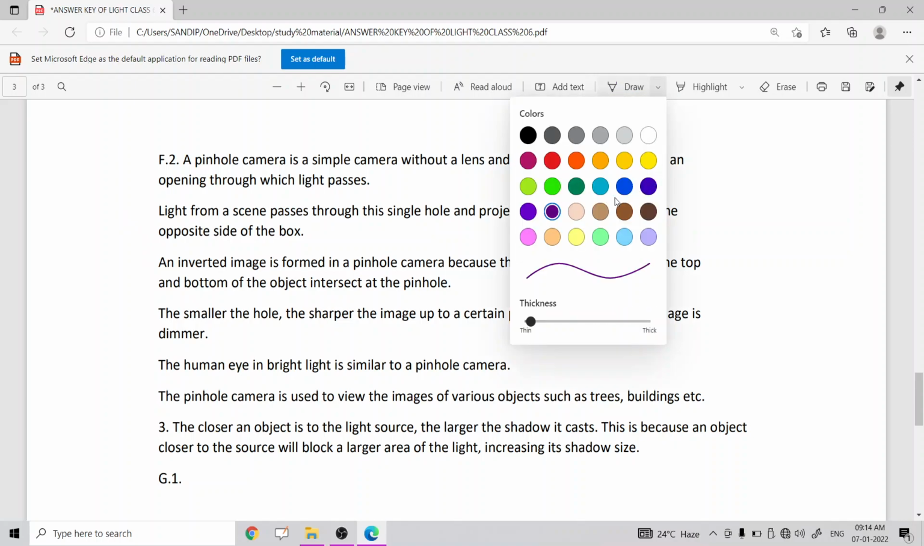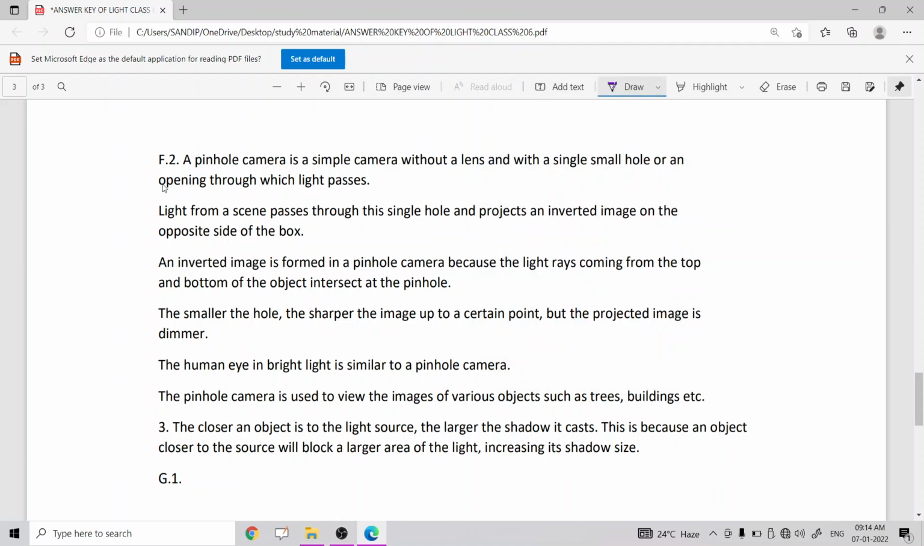Generally we can say a pinhole camera is a very simple camera without any lens, just with a single simple hole.